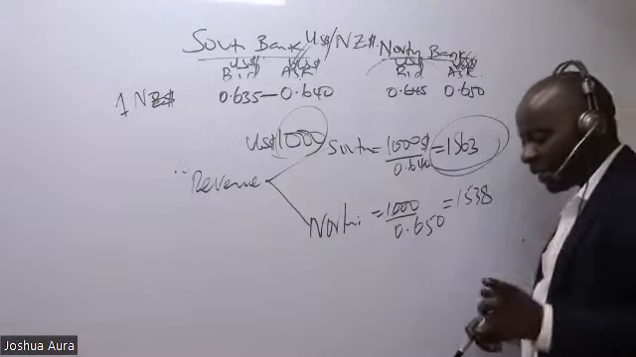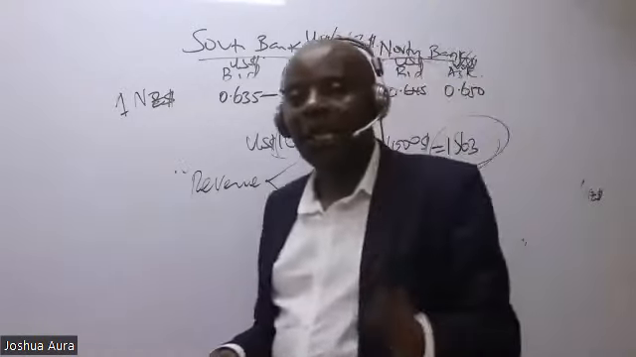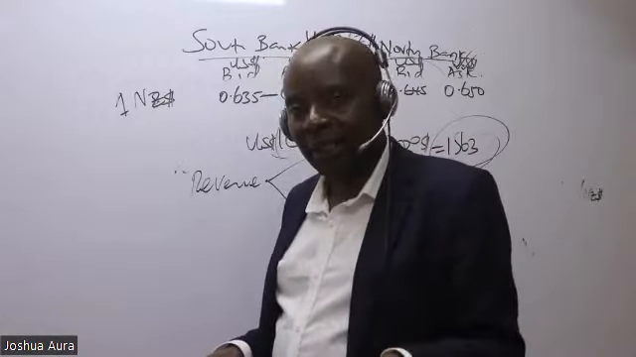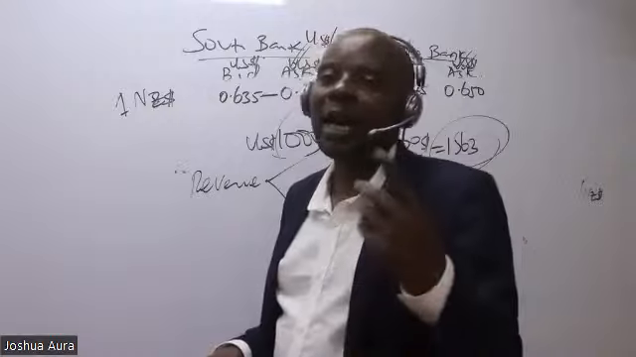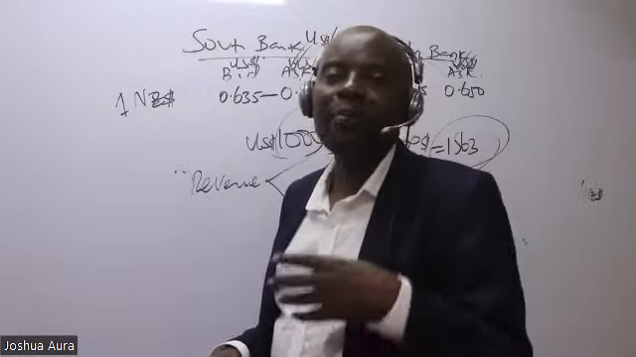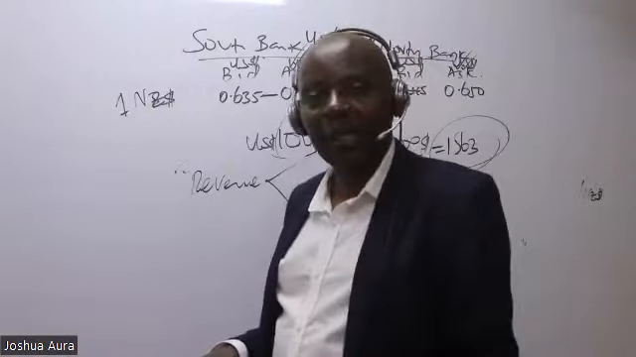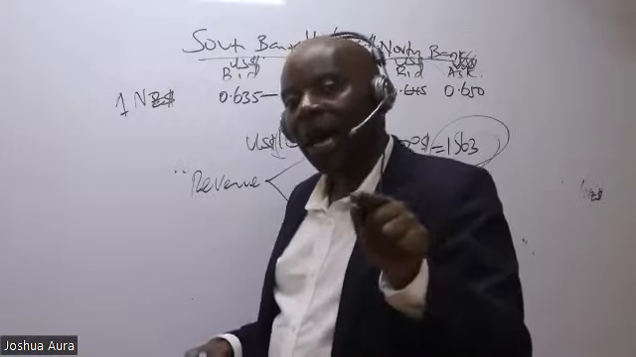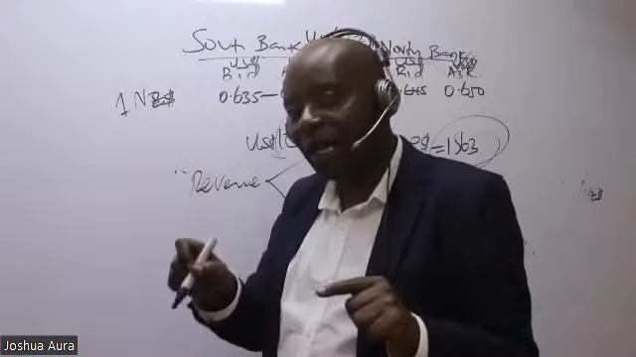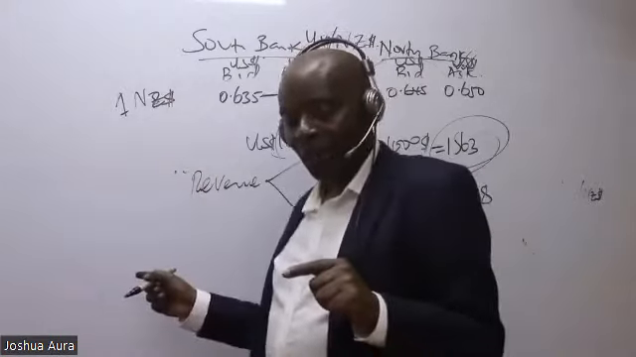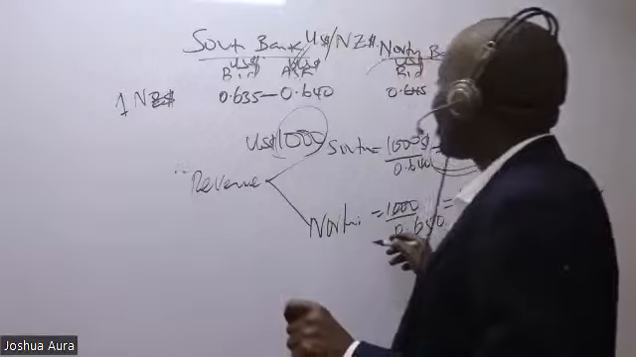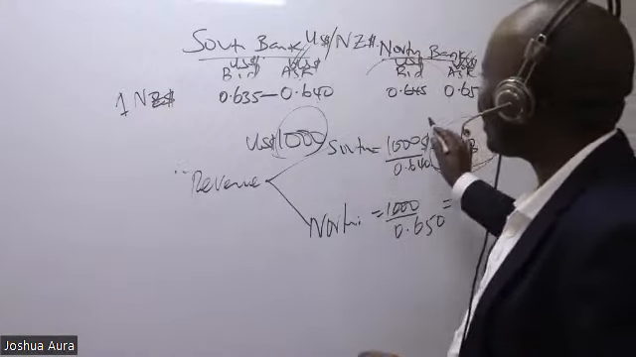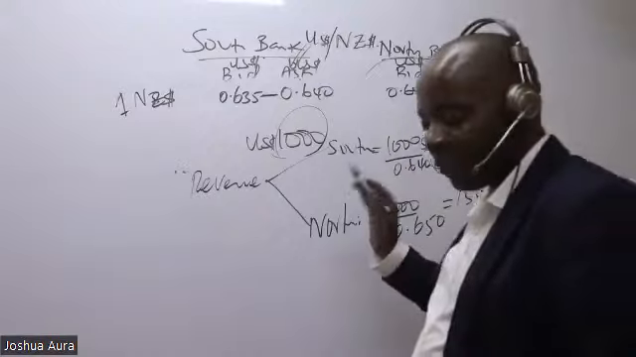Now, ladies and gentlemen, listen to me very well. If I'm selling to Southern Bureau, then automatically, there is no way I will buy from them again. If I'm selling this currency in one bureau, I must have bought this particular currency from the other one. So in this case, we have said that we are selling this to Southern Bank. Therefore, we are buying it from Northern Bank.